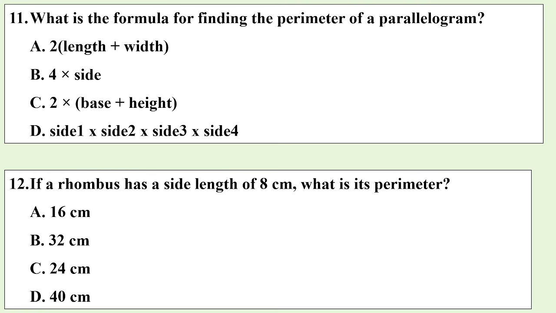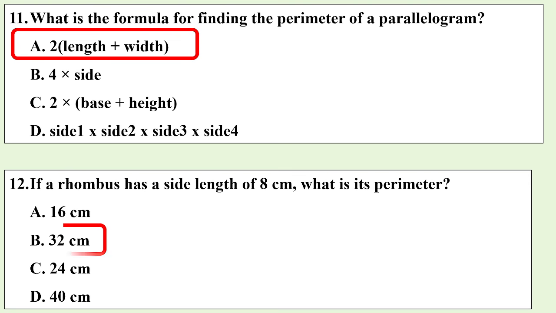Number 11. What is the formula for finding the perimeter of a parallelogram? So the answer is letter A. Number 12. If a rhombus has a side of length of 8 centimeters, what is its perimeter? Letter B. 32 centimeters.